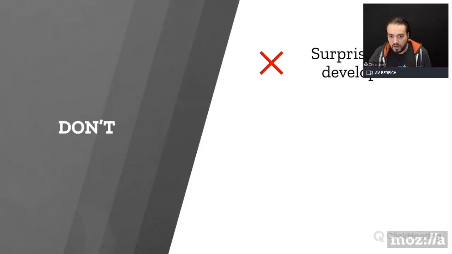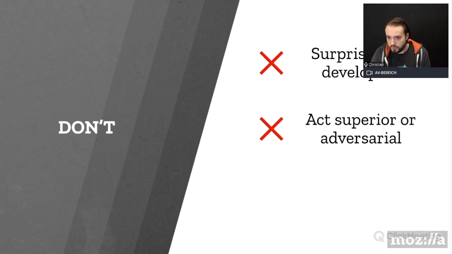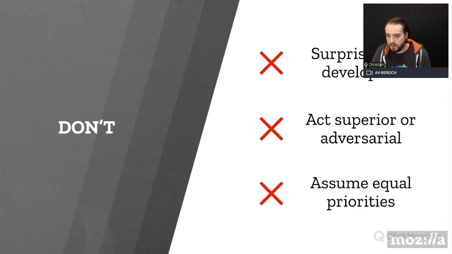So let me start by summarizing some of the don'ts here. Do not surprise your developers. It's a really bad idea to do that. Also, do not act superior or adversarial in any way. I know this is kind of common in the security industry, to act adversarial, but you should not act like that towards developers. It will hurt your relationship, of course. And last here is do not assume equal priorities. The priorities of the developer and your priorities are different. Of course, you share a common goal, but developers have different priorities, and you have to respect that.